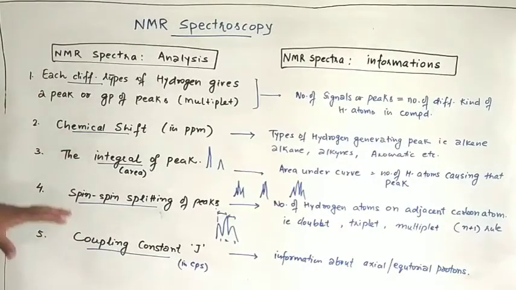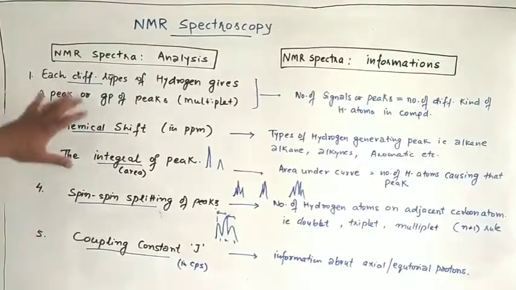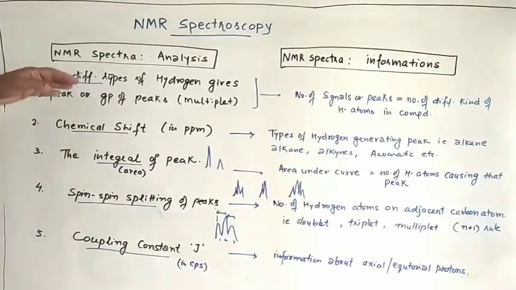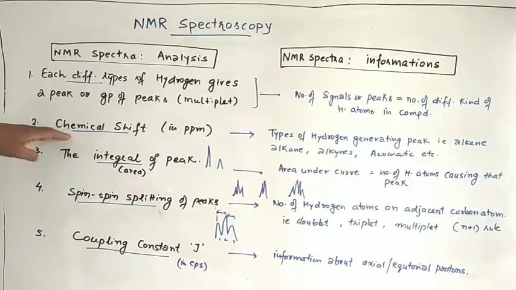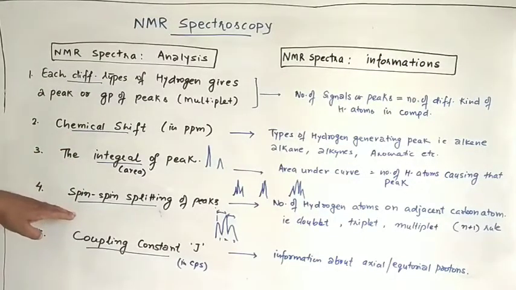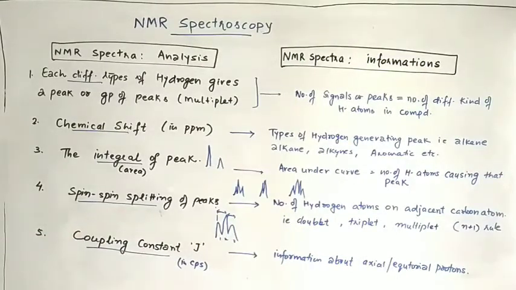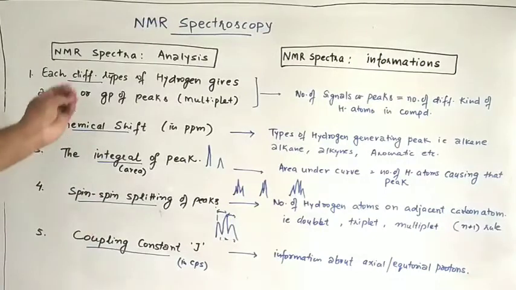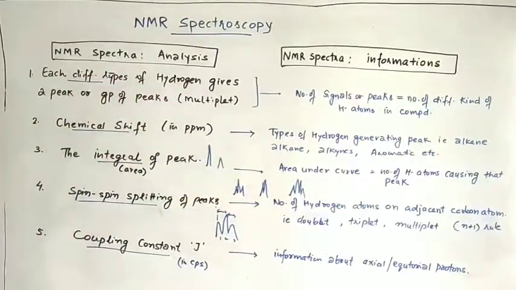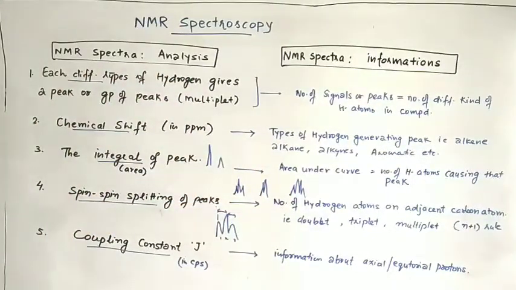Each parameter gives some information about the structure of the organic compound. We must note these things. We must count the number of peaks, we must see the chemical shift value, we must see the height of the peak, we must see the splitting, whether it is doublet, triplet or quartet, and we must note down the coupling constant. So these 4 or 5 parameters give this information, and from this information we can easily find out the structure of our novel organic compound.